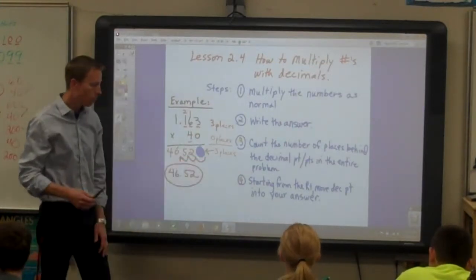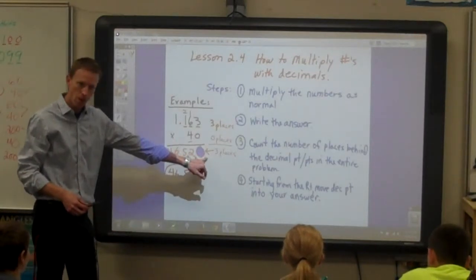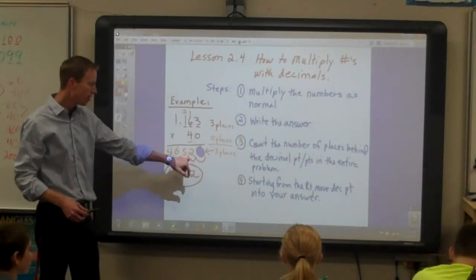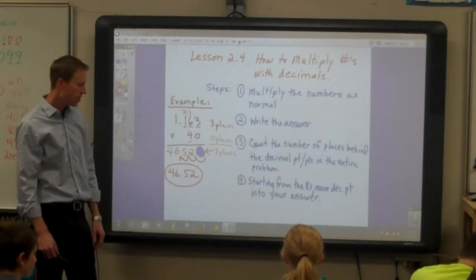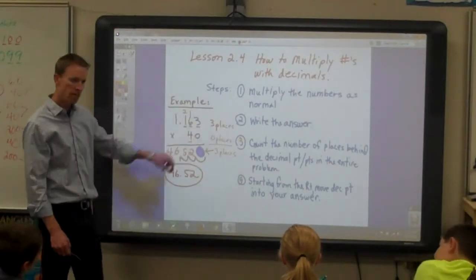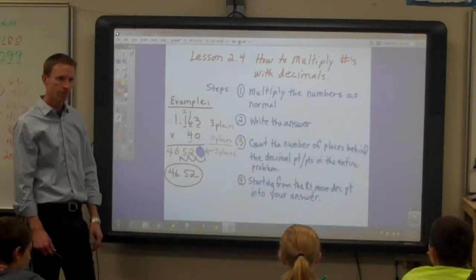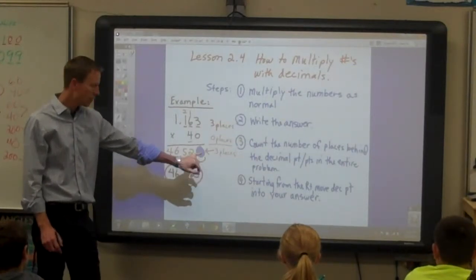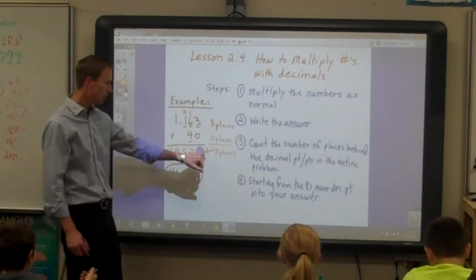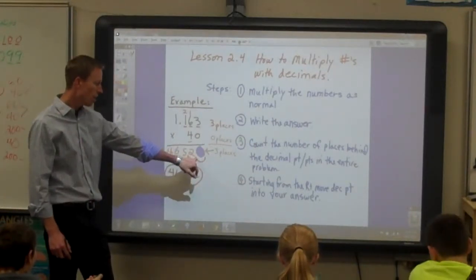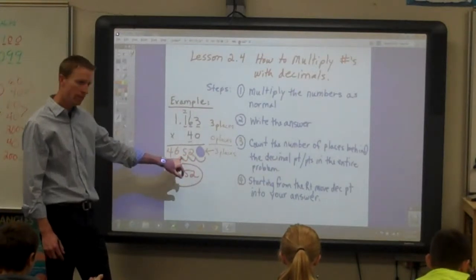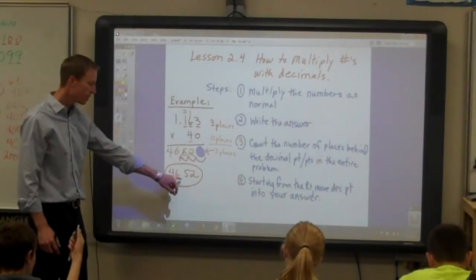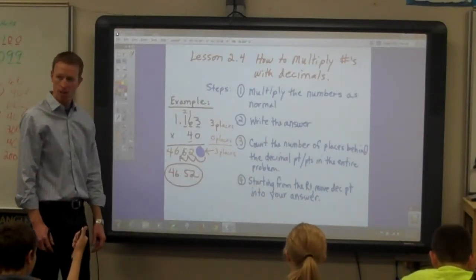So, you go on to step 4. Starting from the far right of the answer, you move the decimal point to the right the same number of places as there are in the entire problem. So, we move it around the 0. Remember that we have a 0 there, that's why that's filled in, we've got to remember that 0. We move it around the 0, 1, 2, 3. That's where the decimal place goes. So, our answer is 46 and 52 hundredths.